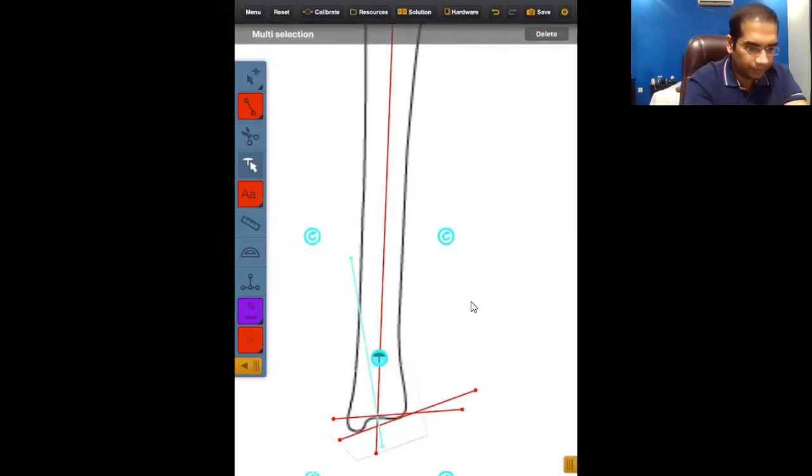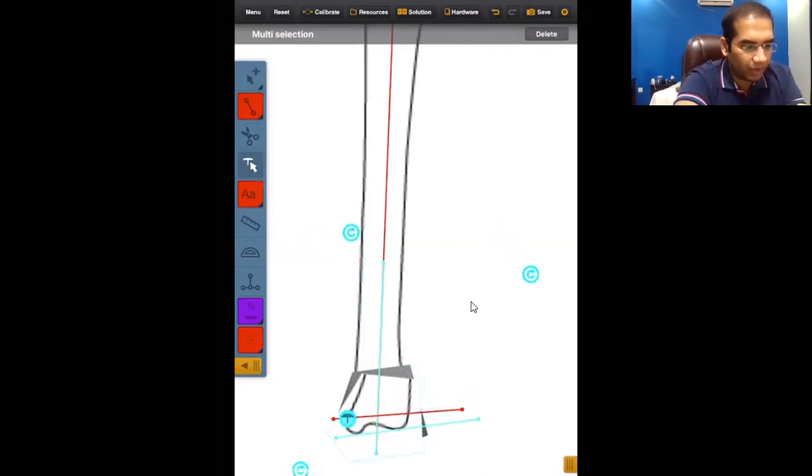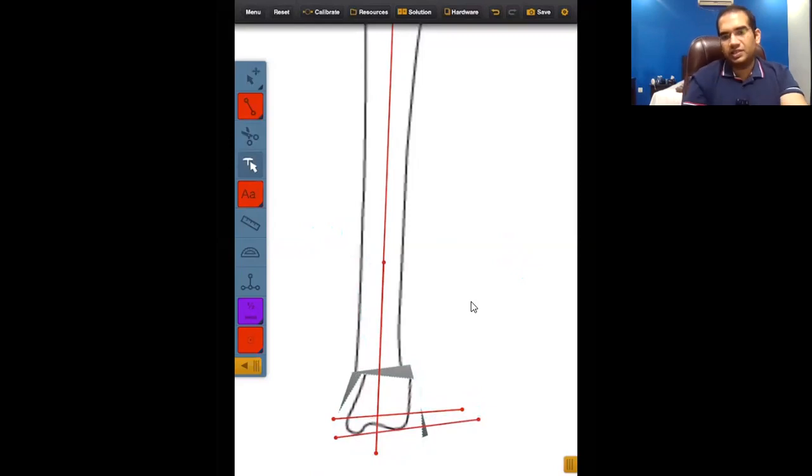Then I will place my hinge over the ACA. I'm planning an opening wedge osteotomy over here. So what is going to happen is there's going to be a translation, and the deformity is going to be corrected with translation, but the mechanical axis and the joint orientation will be perfectly restored, but there will be a small amount of translation.